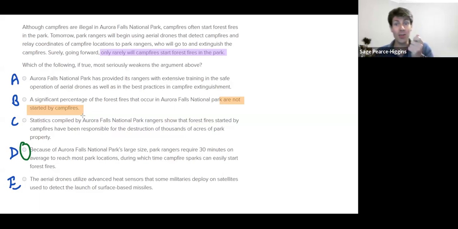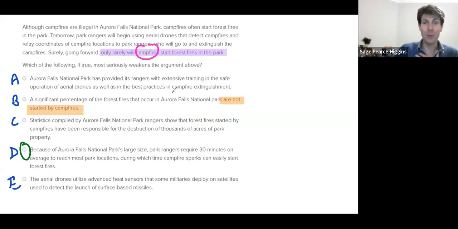So this is attention to detail: looking for the conclusion and addressing that specific conclusion about campfires, and not getting sucked into perhaps the wider issue about protecting the forest in the park, or other good issues which we care about because we're nice people, but actually aren't an issue in this argument.